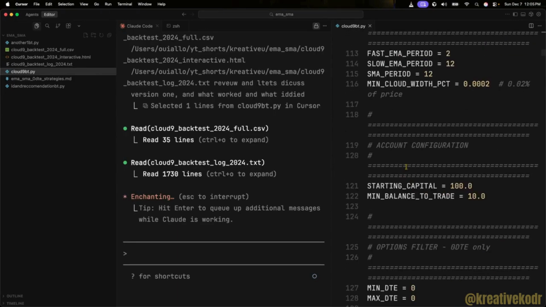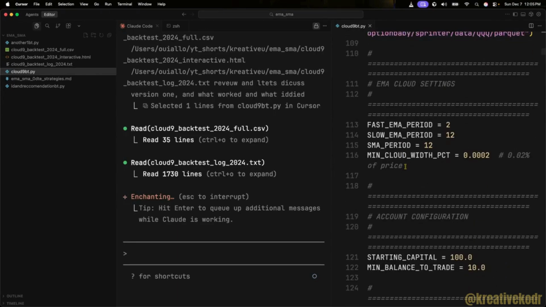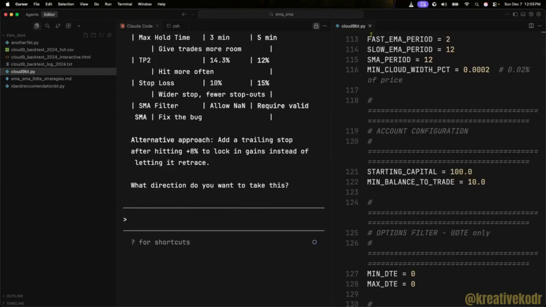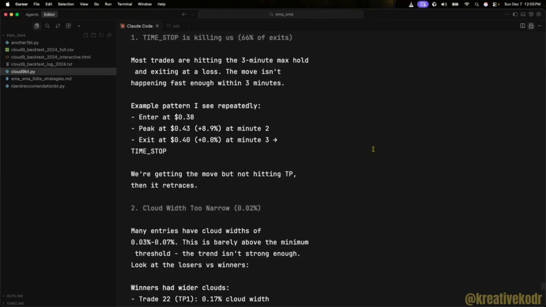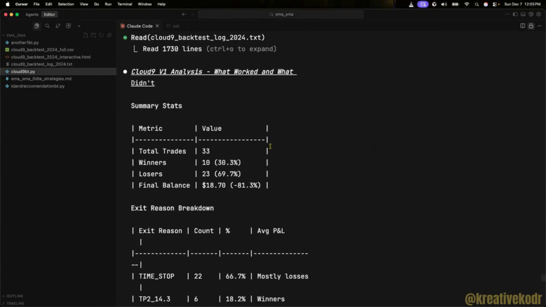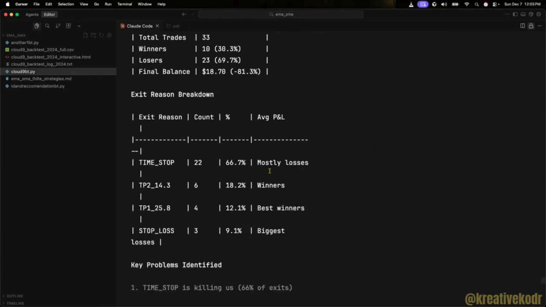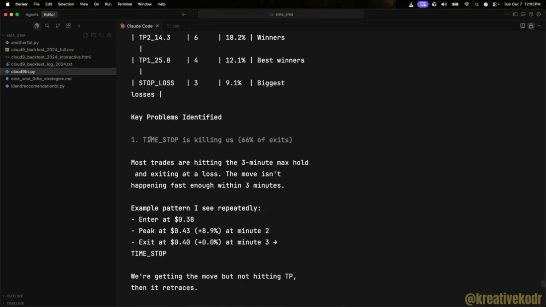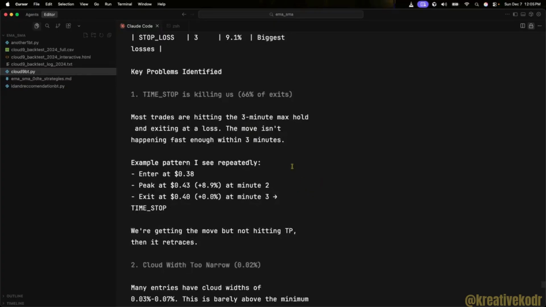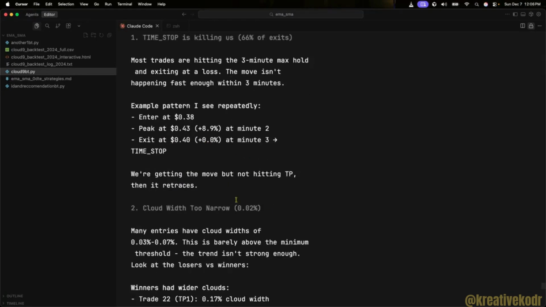Okay, exit reasons: time stop, mostly losers. The key problem is the time stop is hurting us. Most trades are hitting the 3 minutes maximum hold time and exiting at a loss. The move isn't happening fast enough within the 3 minutes. Example of what I see repeatedly: we enter at 38, we peak at 43 at 2 minutes, and then we exit at 3 minutes. We're getting the move, but we're not hitting the TPs, then releasing it.